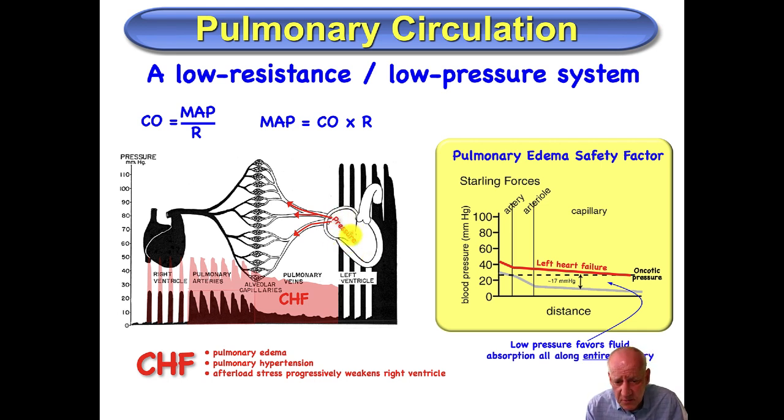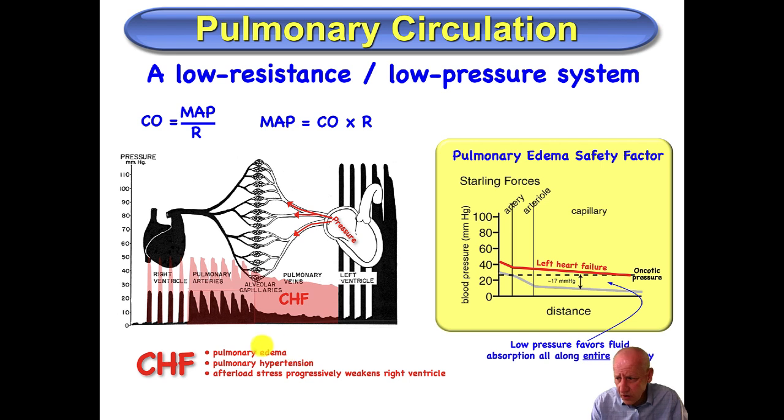Because there are no valves between the left atrium and the pulmonary veins, this elevated pressure is transmitted back to the pulmonary vasculature. The force of filtration, hydrostatic pressure, now exceeds the force of absorption, oncotic pressure, and net filtration will occur along the pulmonary capillary. The pulmonary edema safety factor is exceeded, and net filtration will cause pulmonary edema. This is congestive heart failure.